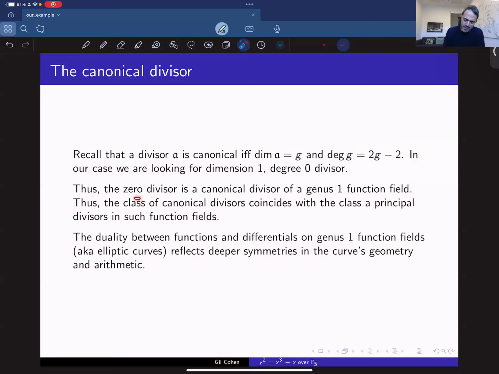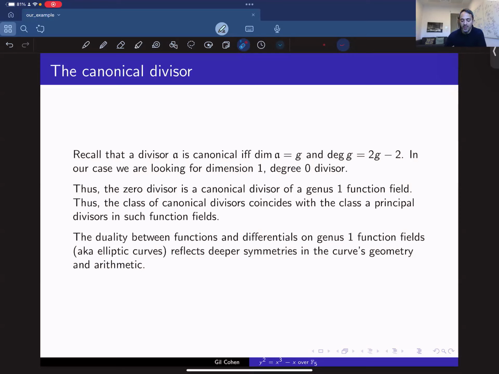So kind of weirdly enough, the 0 divisor is a canonical divisor for our function field, or for any genus 1 function field. And that's actually very interesting because this is an if and only if. So if that happens, then the genus has to be 1. So that's a characterization of genus 1 function fields.